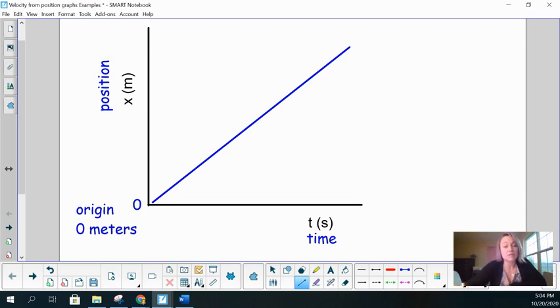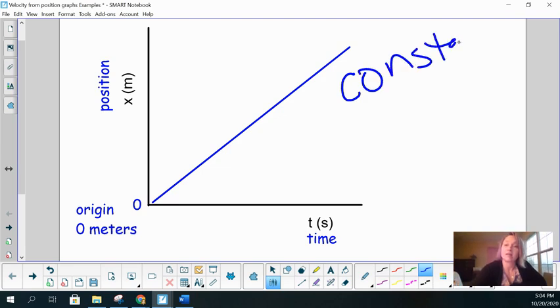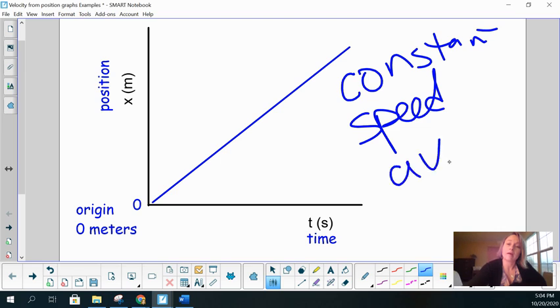A graph that has a positive slope on a position graph, maybe one that looks something like this, will represent the position increasing over time. And when that position increases over time, we can say it is moving at a constant speed away from the origin. Because again, the position is increasing over time.